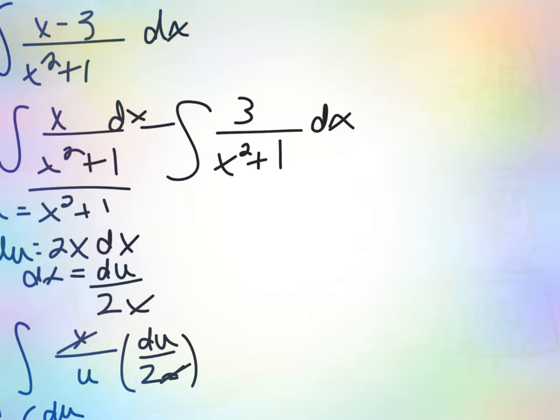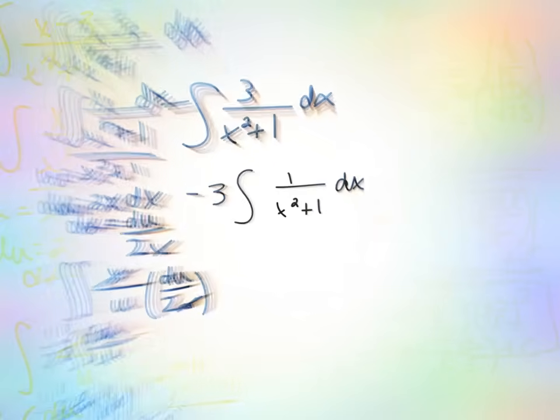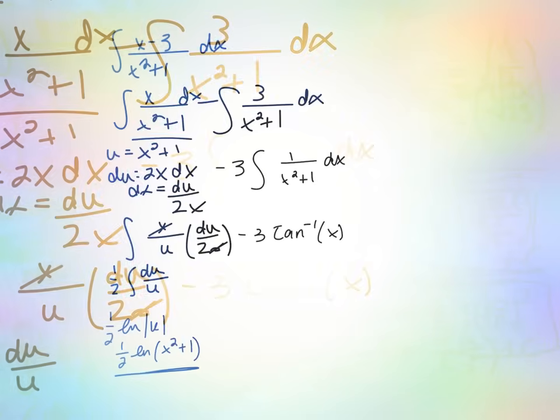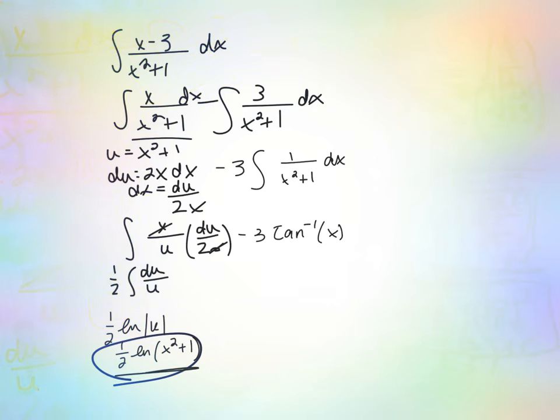But over here we have the inverse trig. And it might be a little easier to spot if you factor out the 3. So it should be minus 3 integral 1 over x squared plus 1 dx. And when you do that, you're probably going to see that it matches the pattern for a tangent problem. So it's going to be minus 3 inverse tangent of x. So then you have this part and then this part.